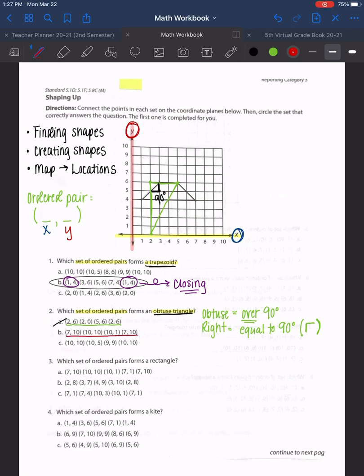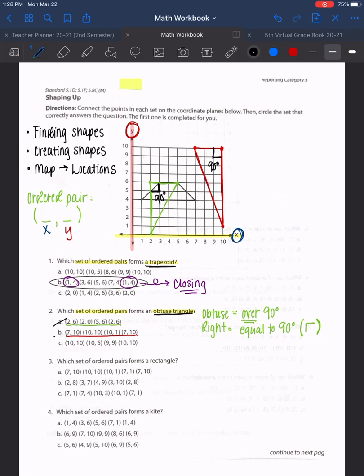Let's go ahead and look at B and start plotting our ordered pairs. I am connecting from each ordered pair to show you guys that you need to connect as you are drawing through it. All right, so this triangle looks exactly like the previous triangle, and we can clearly see that it has a right angle, which is equal to 90 degrees. So this is also not our answer.